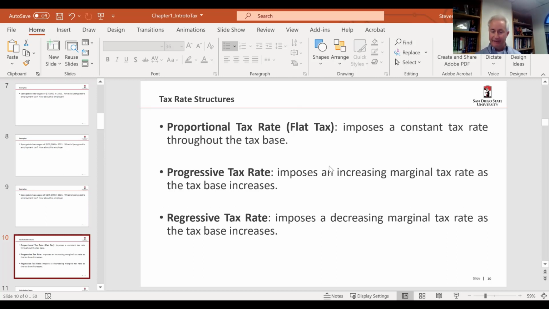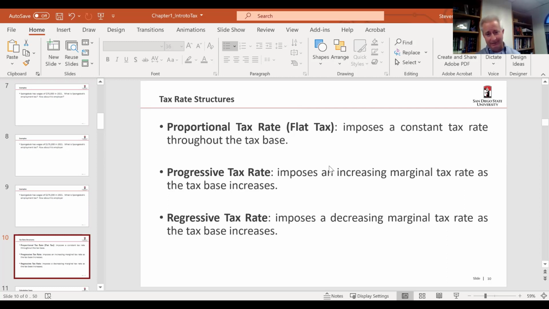So the federal income tax, that's a progressive tax, right? The rate went up as the base increased. Social Security, that's actually a regressive tax, right? Because as the wages went up, as the base went up, the rate actually went down. It went down to 0. So technically, Social Security taxes are regressive.